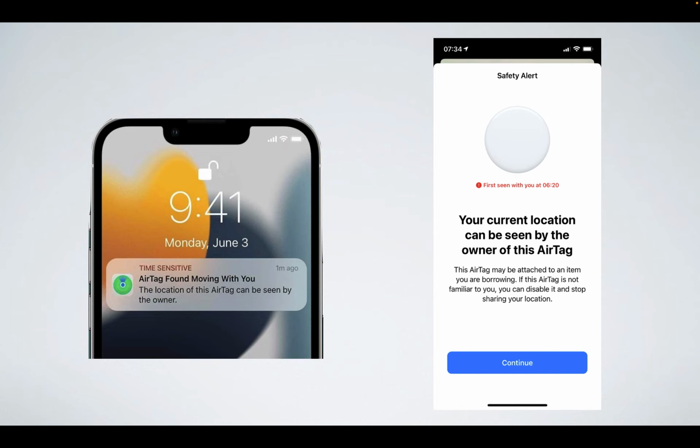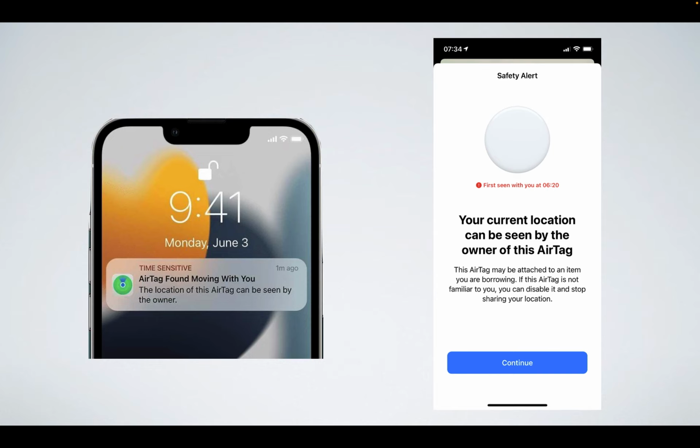And so now what we're going to do is see if I'm carrying my phone and I'm carrying an AirTag, sorry, and an AirTag is going along with me. Basically, everywhere my phone goes, an AirTag is also going with it, but that AirTag is not registered to me. So it's someone else's AirTag. Then you'll get a pop-up on your phone basically saying, you can read it, AirTag found moving with you, the location of this AirTag can be seen by the owner.